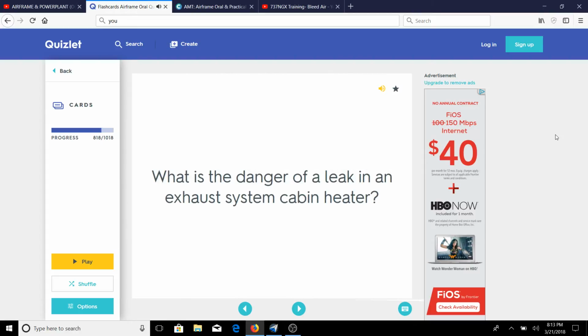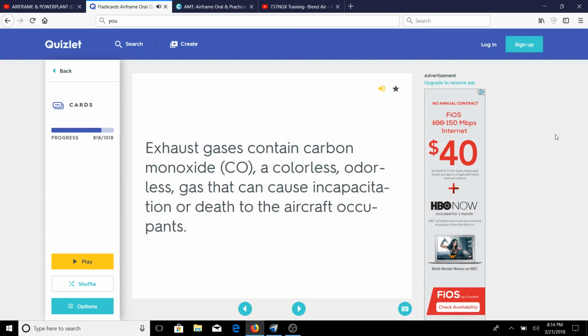What is the danger of a leak in an exhaust system cabin heater? Exhaust gases contain carbon monoxide, a colorless, odorless gas that can cause incapacitation or death to the aircraft occupants.